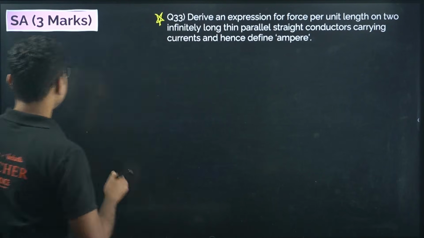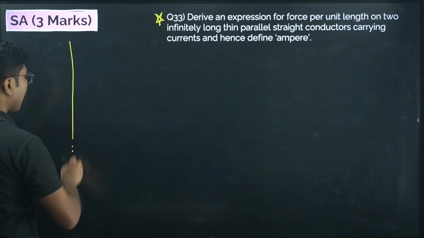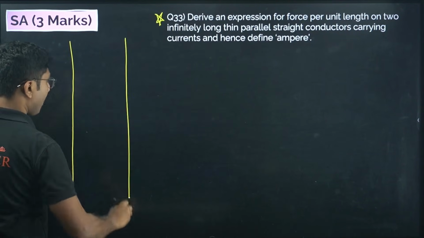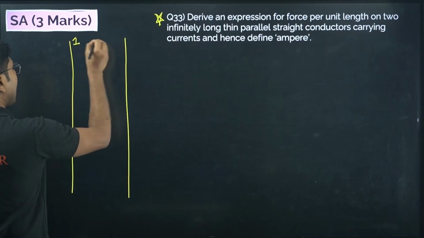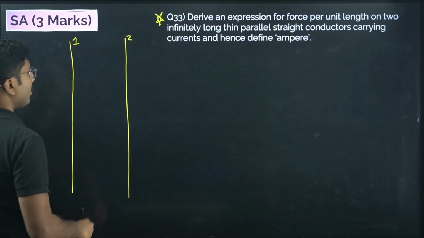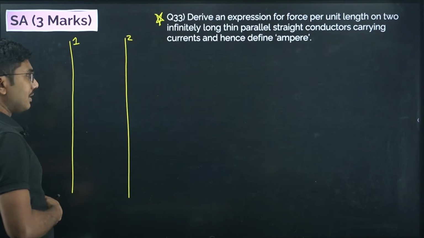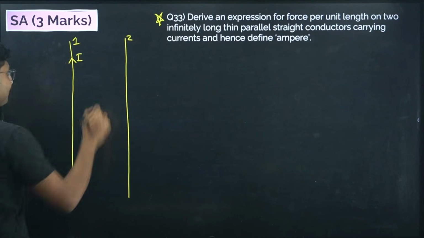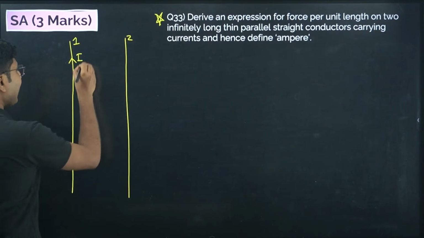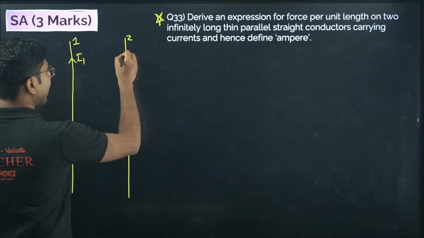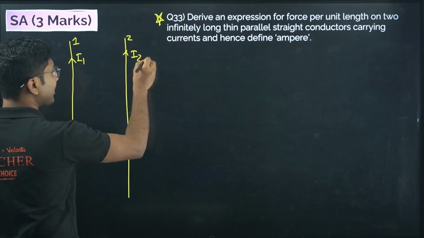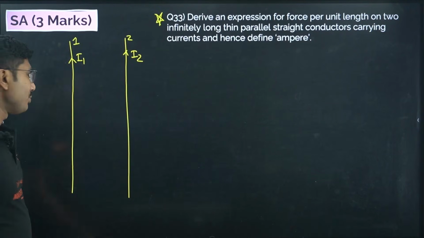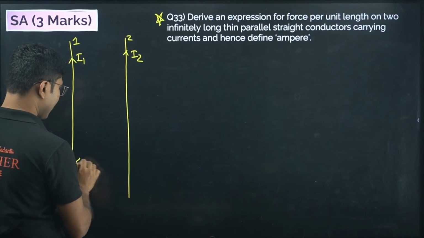Now let's see. Here we have two parallel wires, 1 and 2. Now if we want to consider this wire, say wire 1 carrying a current I1, this is wire 2 carrying a current I2. Both of them are carrying current in the same direction, we are assuming for now. The distance between them is D.